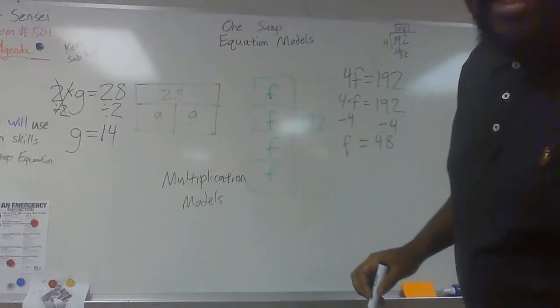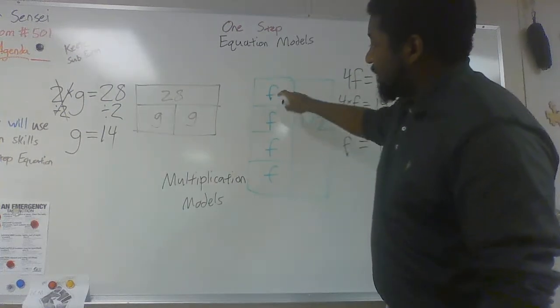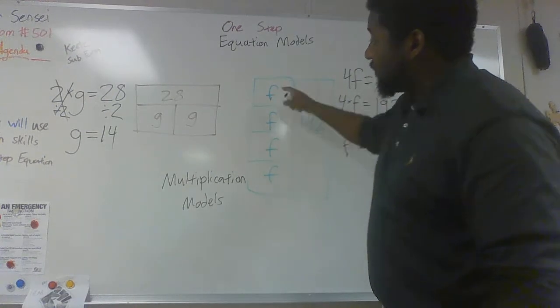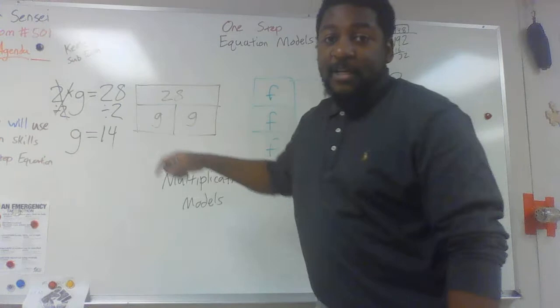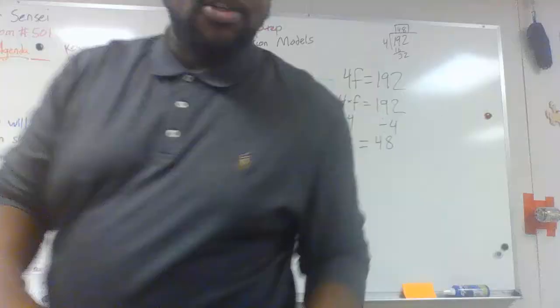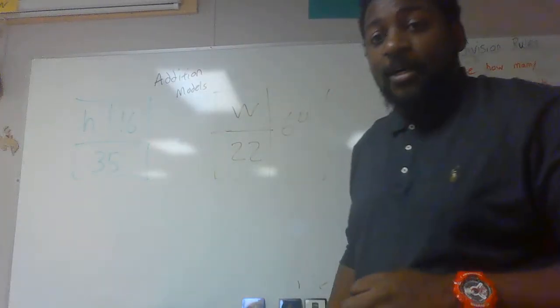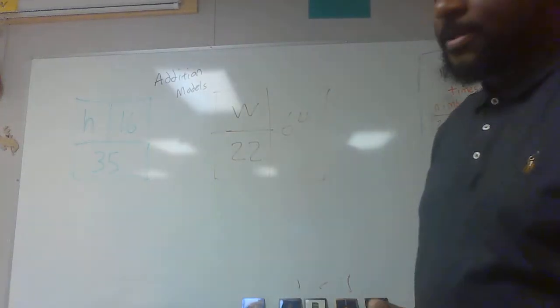So y'all, a quick tip to remember: when it's a multiplication model, you're going to see the same number, the same variable multiple times. 4 f's, here I have 2 g's. That's how you can tell it's multiplication compared to the one I'm about to show you, which is the addition model. All right, so the last two I'm going to talk about are called the addition models.